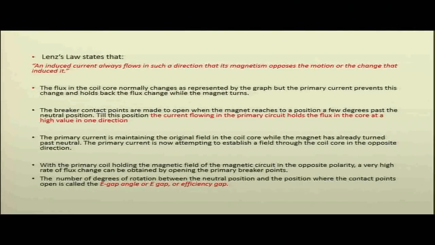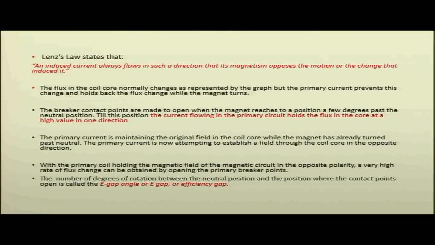The flux in the coil core normally changes as represented by the graph, but the primary current prevents this change and holds back the flux change while the magnet turns. We have seen in the static flux curve in our previous slide how the flux is changing in the coil core, but the primary current will prevent this change and hold back the flux change while the magnet turns.